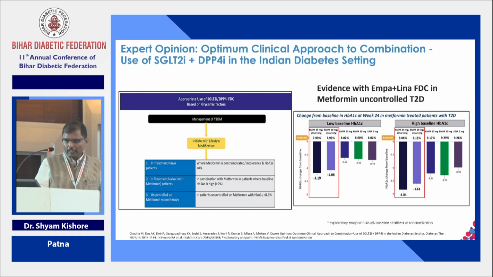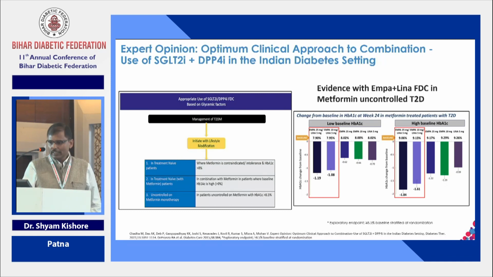You can see the HbA1c control was best with the empa-lina combination at both the 25 and 10 levels. Simultaneously, you will see that those patients having higher HbA1c had better glycemic control with this combination. So we have evidence for starting combination therapy. If your patient is not well controlled on lifestyle and metformin, or metformin is contraindicated, and you plan to start a combination therapy, you can opt for this empa-lina combination.